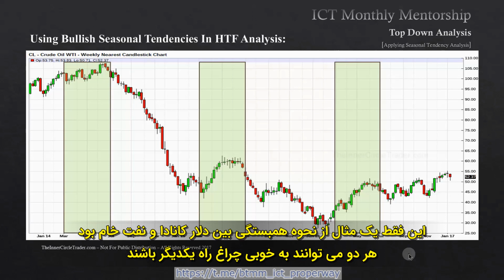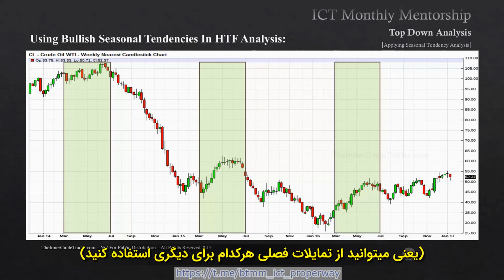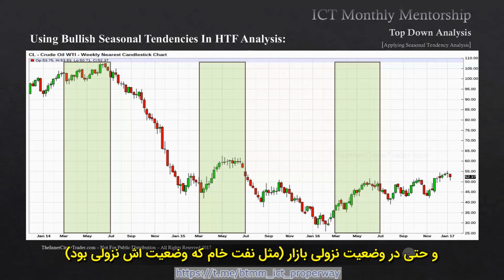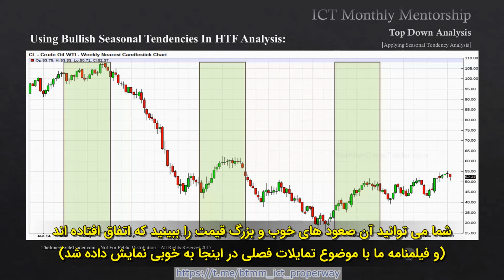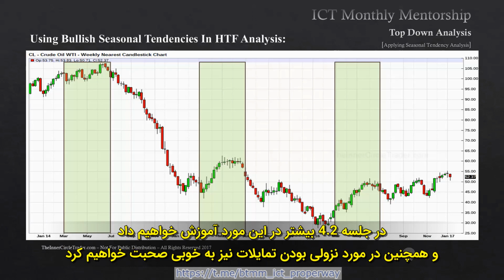This is just one example of how correlated pairs between the Canadian dollar and crude oil can both lean well with one another in terms of seasonal tendencies. And even in the bearish market the crude oil market's been in, you can see that the nice big rallies that occurred happened to correspond with a seasonal tendency. We're going to teach more about this in module 4.2, and we're going to talk about the bearishness as well.